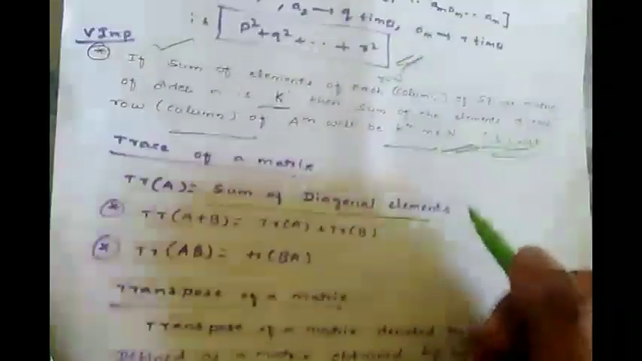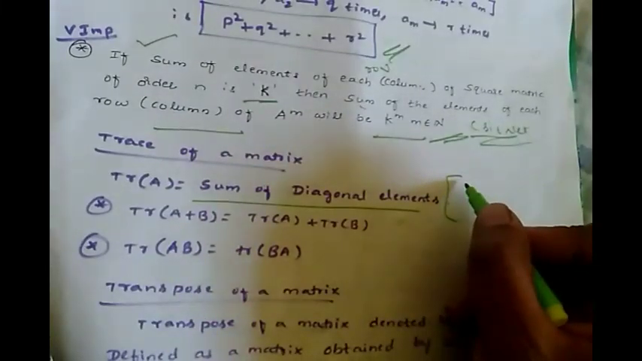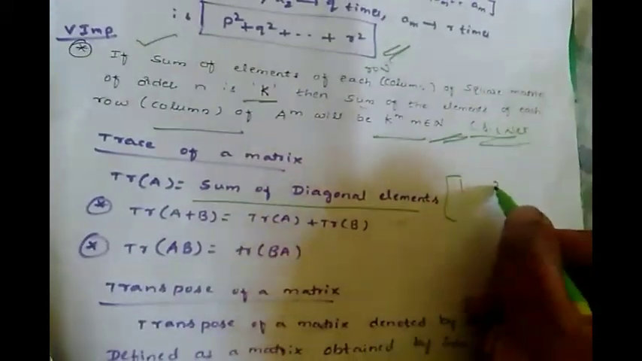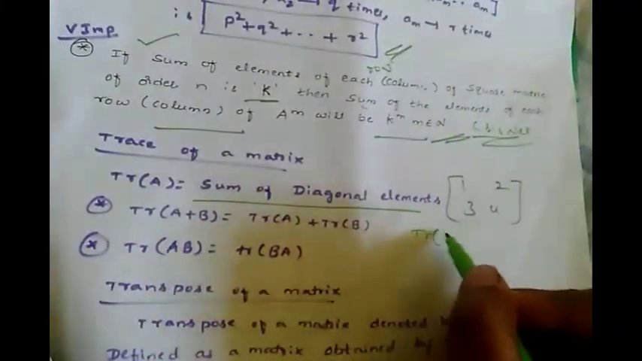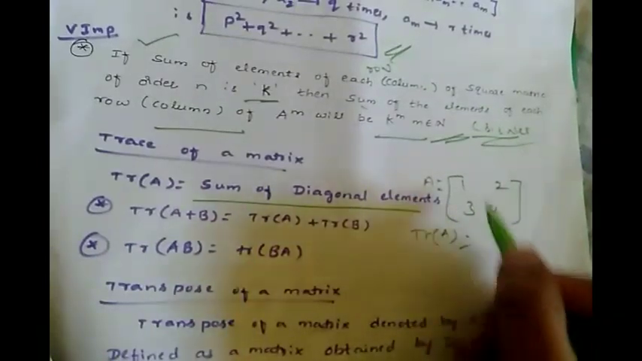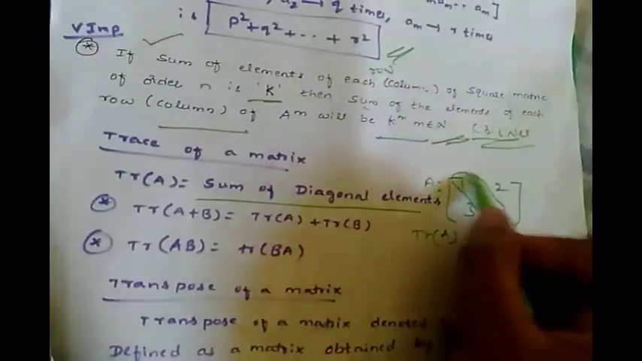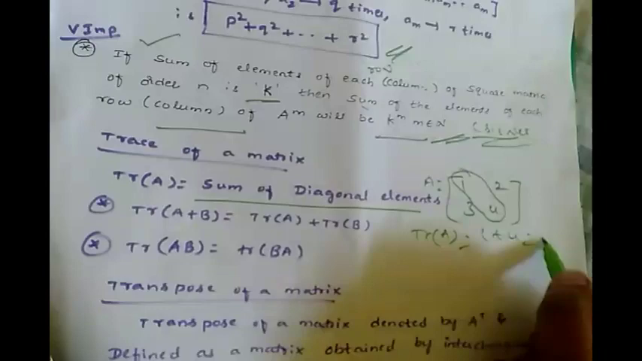Okay, next, trace of a matrix. Trace of A is the sum of diagonal elements. Suppose I take one example, the matrix 1 2 3 4. If this is matrix A, then trace of A is equal to the sum of the diagonal entries, that is 1 plus 4, which is 5.